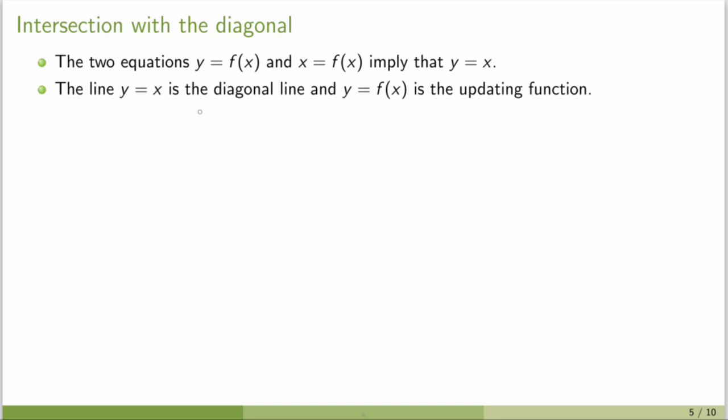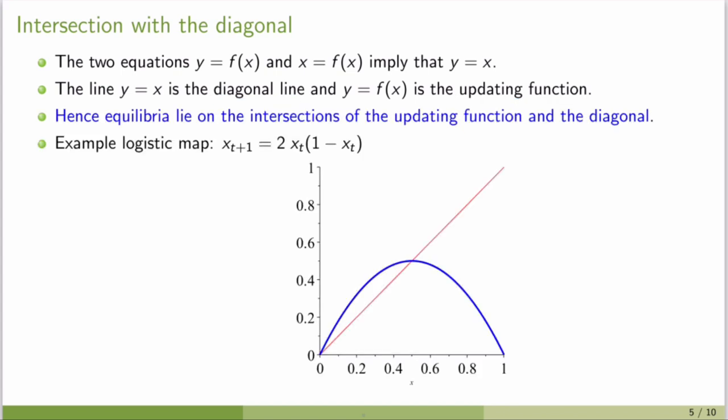So the line y equals x is a diagonal line, and y equals f of x is the updating function, and all these equations are satisfied at the intersection. It's the intersection of the updating function and the diagonal line. So that's what I wrote here. Equilibria lie on the intersection of the updating function and the diagonal.